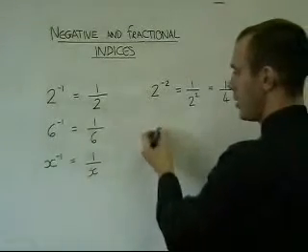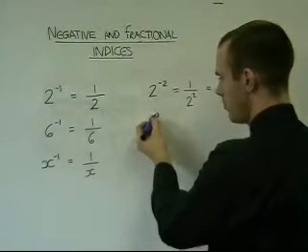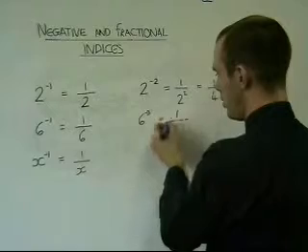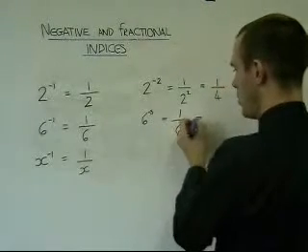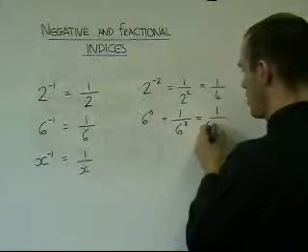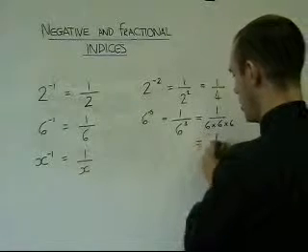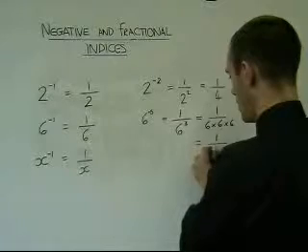On the next line we'll have another example. 6 to the power of minus 3 will be 1, because of the negative sign, divided by 6 to the power of 3, which equals 1 over 6 times 6 times 6, which is 1 over 216.